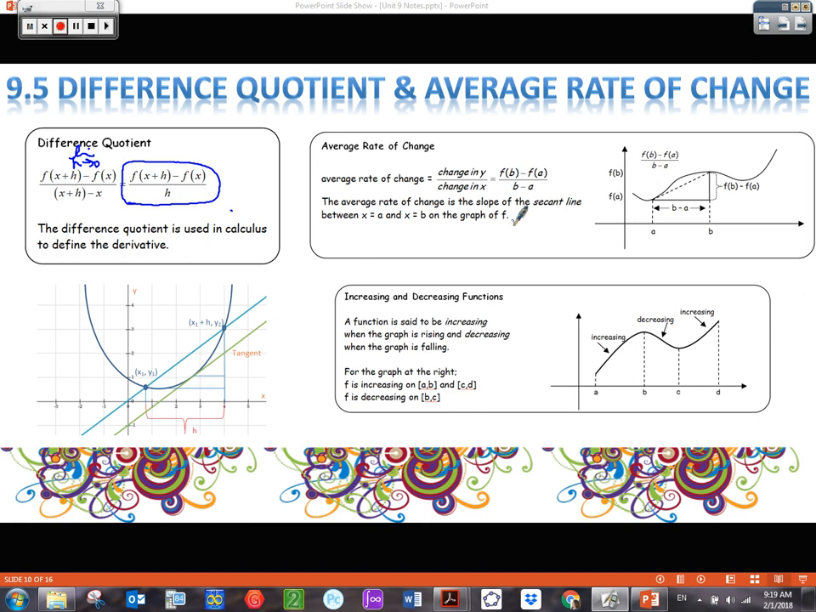Okay. Then increasing, decreasing, this is a review for us. We have already talked about increasing and decreasing functions. As you are reading like a book from left to right, we read the graph, and if the graph is rising as we're reading this way, that would be considered increasing. If it's falling, that's decreasing. And so those different sections are increasing or decreasing depending on what's happening.